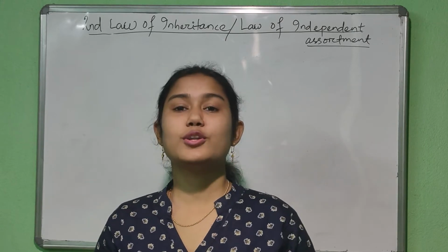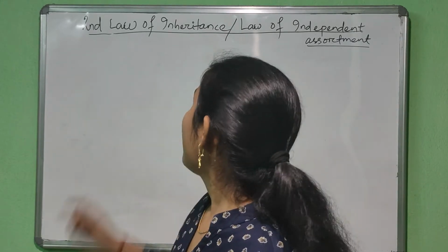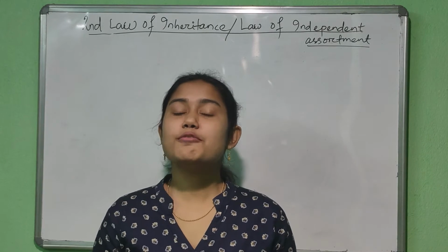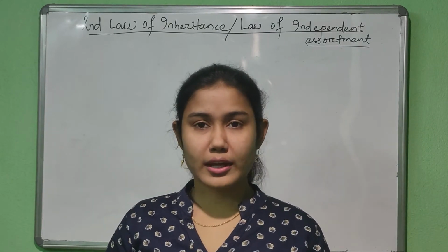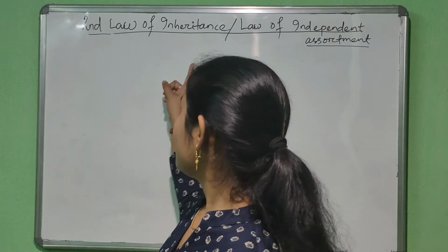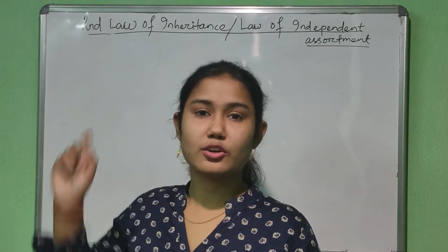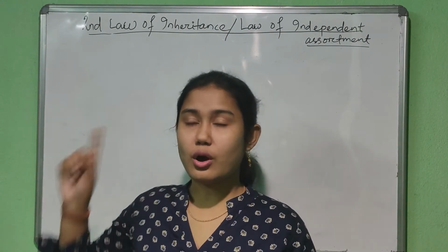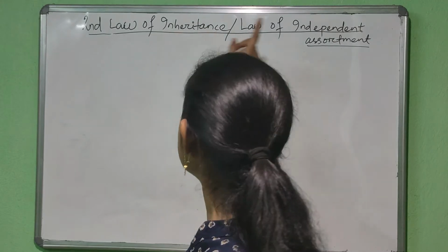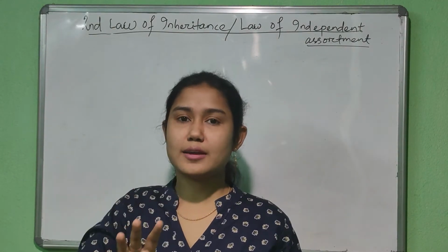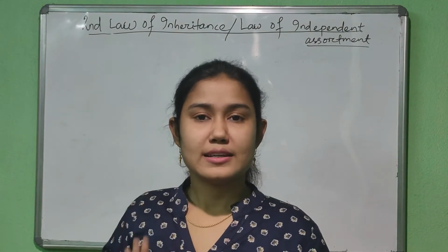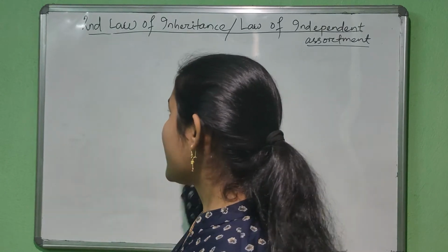So today we are going to discuss the second law of inheritance, that is the law of independent assortment. It also comes as a question of dihybrid cross. Remember this. For all the questions, second law of inheritance, law of independent assortment and dihybrid cross, the answers will be the same. Okay, so let's start.